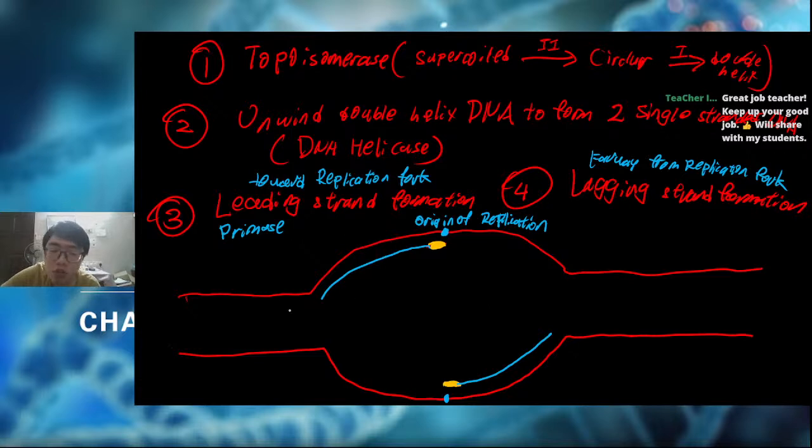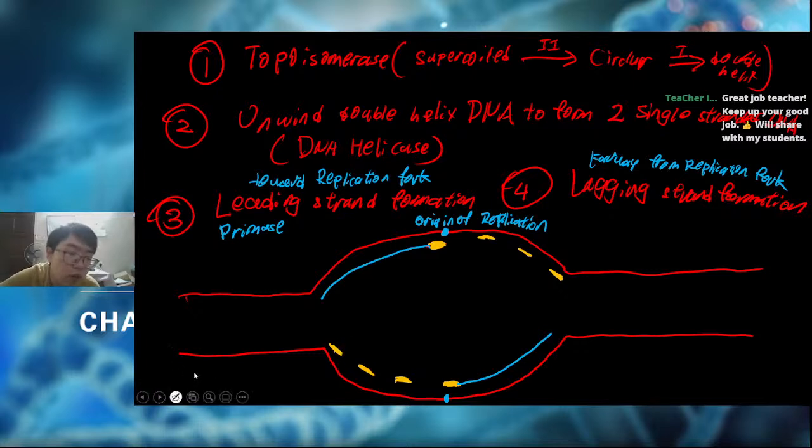After that, the lagging strand. Okay. The lagging strand is formed from the replication fork far away, toward the origin of replication. So there are many primers here. Here there are primers, many primers synthesized here. This one is the same. Okay, there are many primers here, right? Okay, same. Who produces these primers? Primase produces these RNA primers.